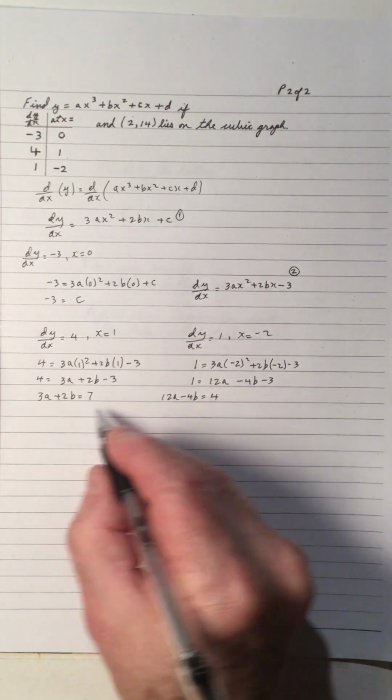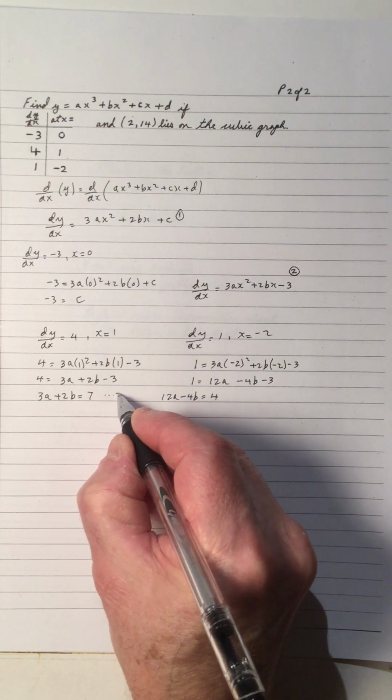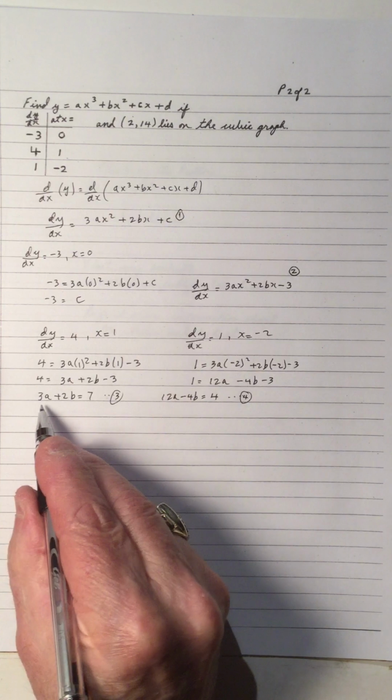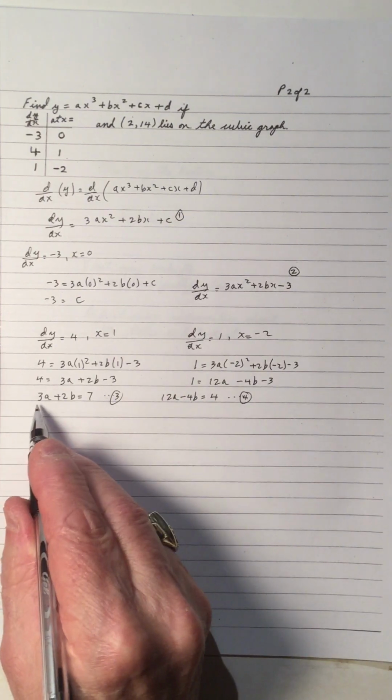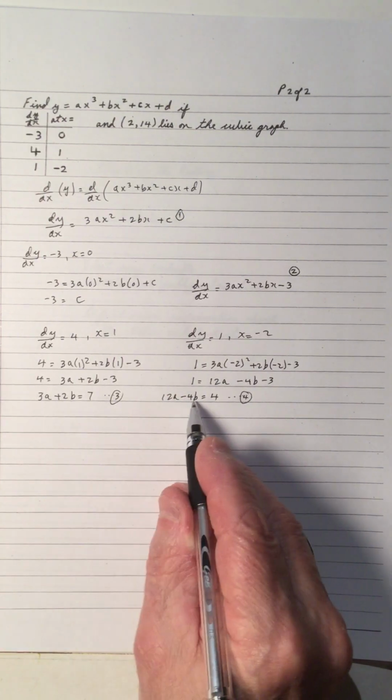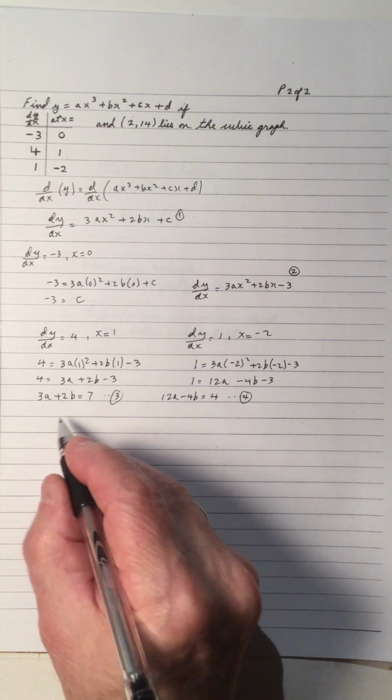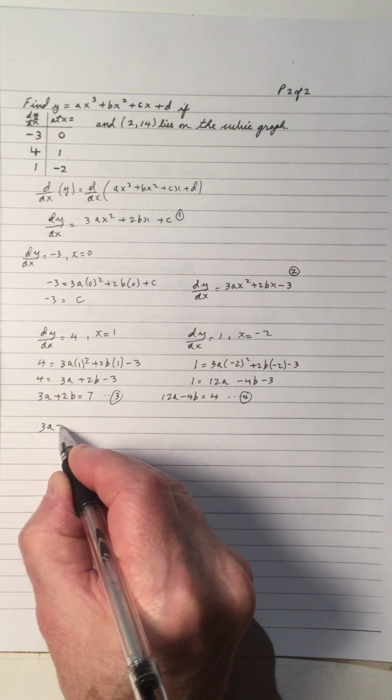Okay, now we have, let's call this equation number 3, and this equation number 4. So we have a pair of equations. We're going to solve this system of equations which has a and b. So I'm going to write the two of them down.